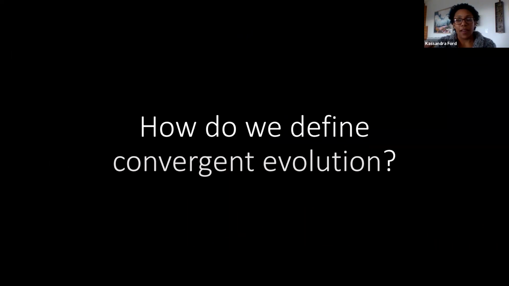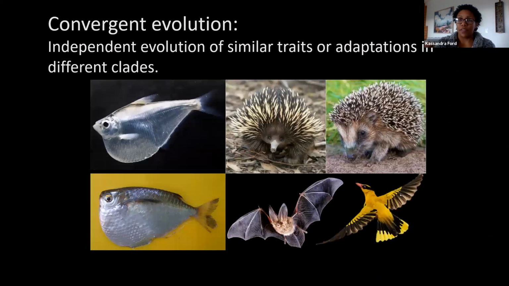First, I want to back up and talk about how we define convergent evolution. The textbook definition is independent evolution of similar traits or adaptations in different clades. And this is seen across all vertebrates, including examples like flight in birds and bats, the kind of pokey little hairs seen in hedgehogs and echidnas, but there are also a multitude of examples in teleost fishes as well.